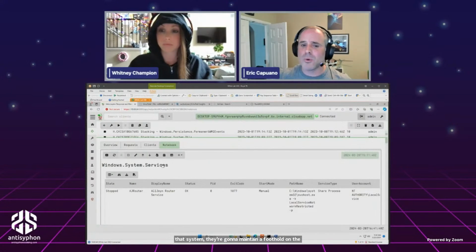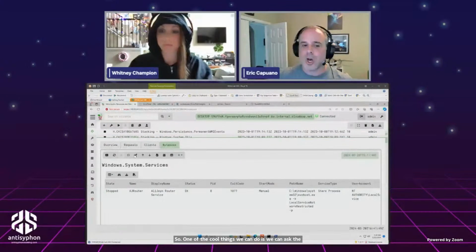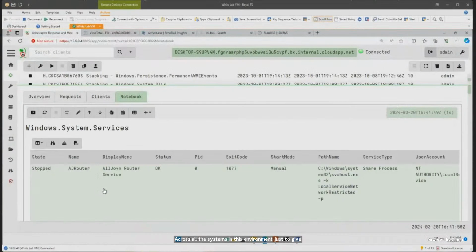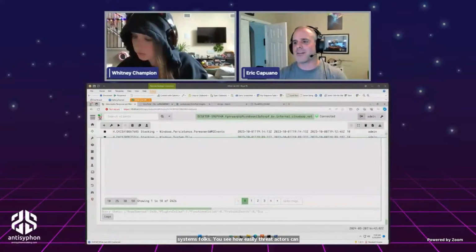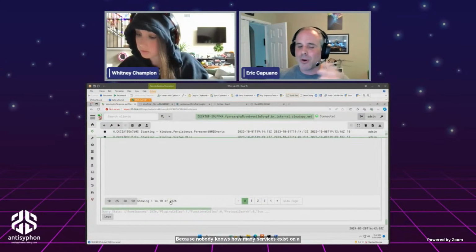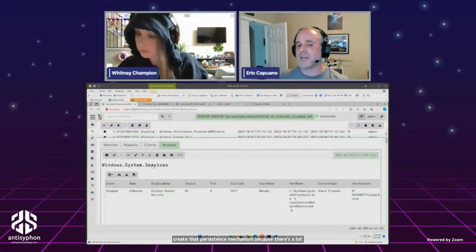So one of the cool things we can do is ask the question of, show me all the services across all the systems in this environment. Just to give you an idea of what we're working with here, get a total count. We've got 2,600 services across 10 systems, folks. You see how easily threat actors can hide in these things, right? Because nobody knows how many services exist on a legitimate system. It's well over 100, and nobody knows what they all do. So this is a perfect place for an adversary to hide and create that persistence mechanism, because there's a lot of noise. There's a lot of stuff in here that they're just going to blend right in with.